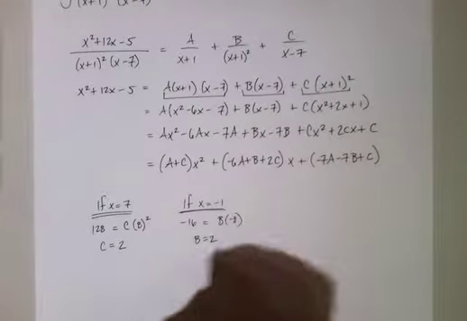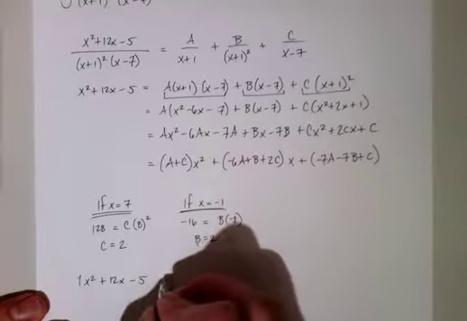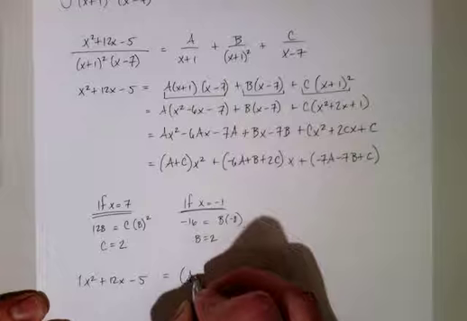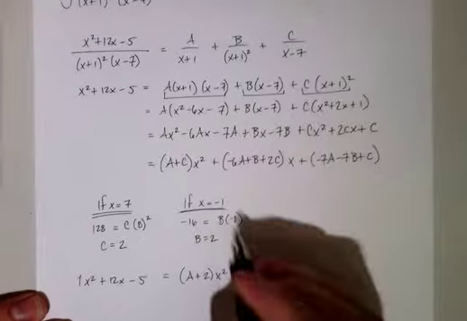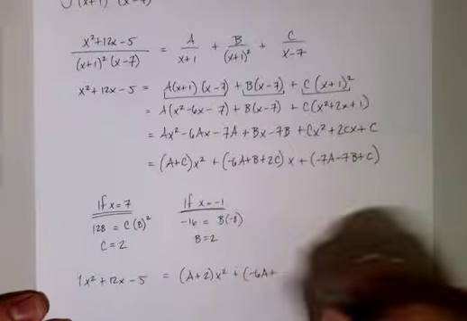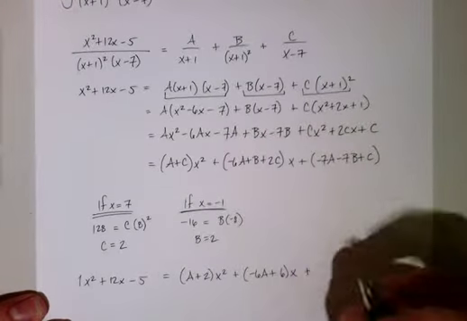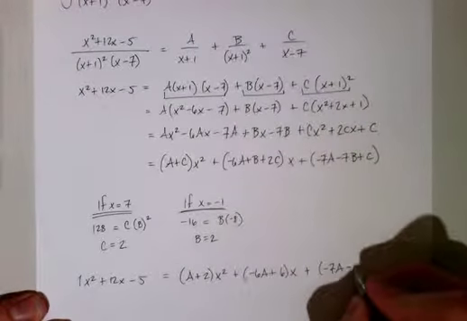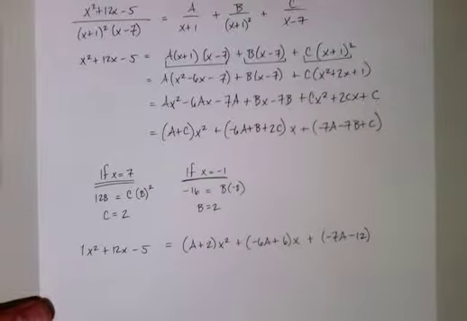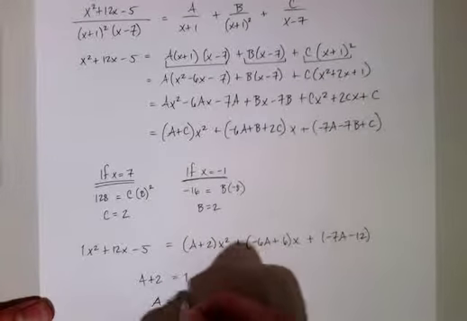Okay, so let's go ahead. That's 1x squared plus 12x minus 5 is equal to (a plus 2) x squared plus (negative 6a plus, well, that's going to be 2 and 4, so that's plus 6) x plus (negative 7a, and that's going to be negative 14 plus 2, so minus 12). Well, you don't even have to go that far, because if a plus 2 is equal to 1, then a is equal to negative 1. I have my three values.